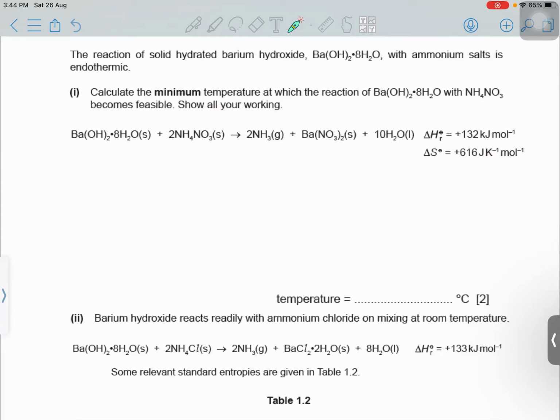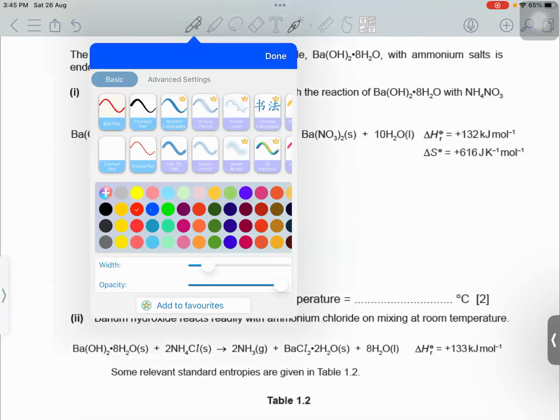Now equations are given, you have to find the temperature. So temperature should be lesser than delta H over delta S. Am I right? Is the written formula correct? Is it delta H upon delta S or delta S upon delta H? Sir, it's delta H upon delta S. Okay, it means it's correct.